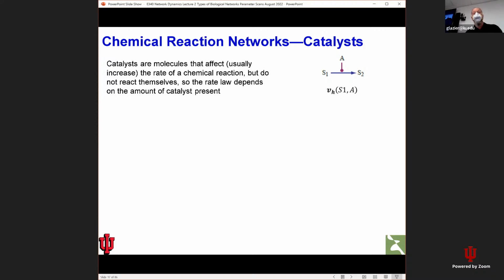And the key thing here is that A is not used up in the reaction. It's not that A reacts with S1. A could be, say, a platinum surface, and the reaction is happening on the surface.